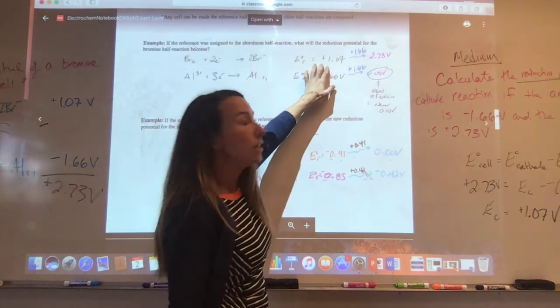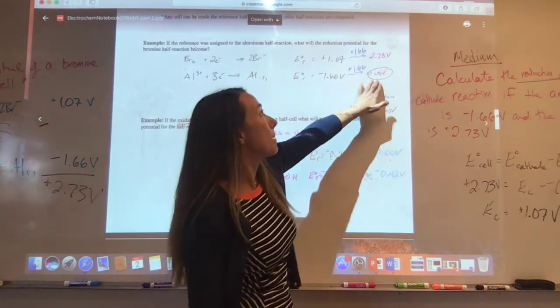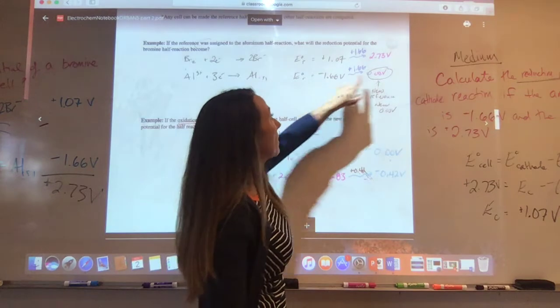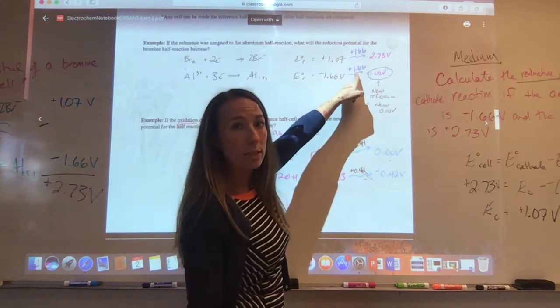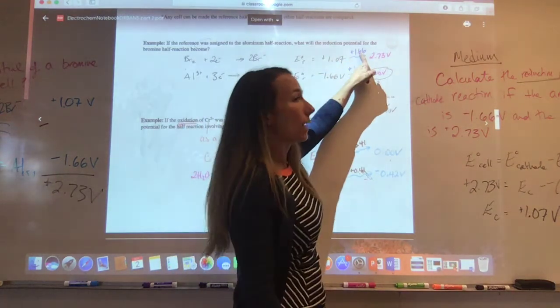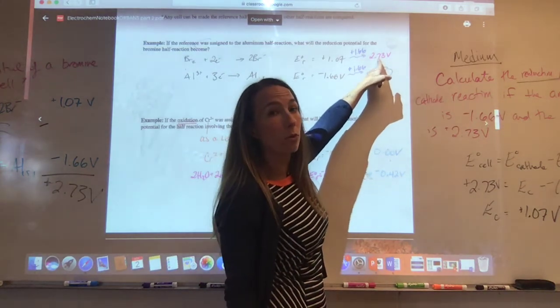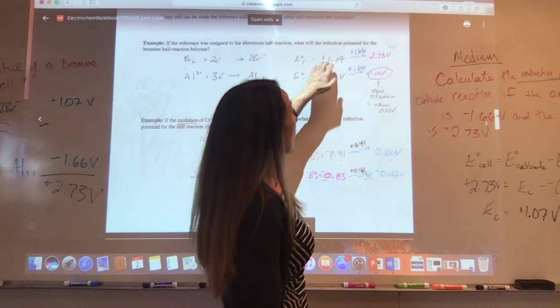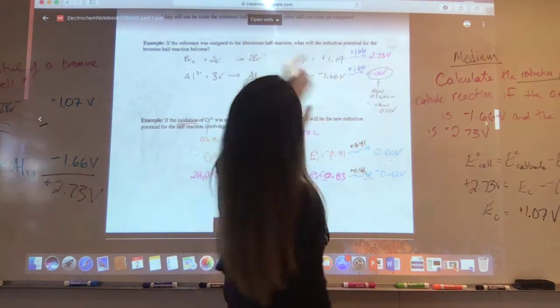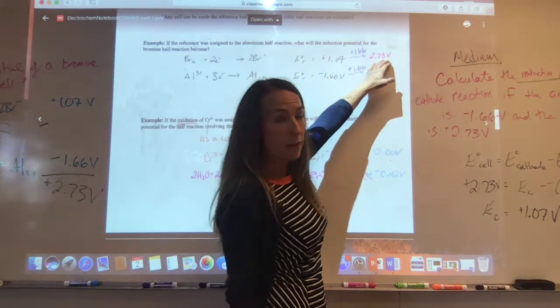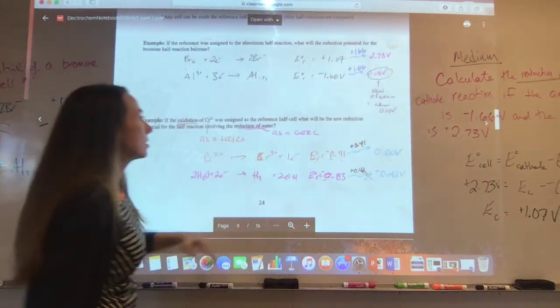That's the question. So if I take this and I make it become 0, how do I change the bromine reaction? Well, in order to make that 0, I had to add 1.66. So I'm going to add 1.66 to that, and my new number is going to be 2.73 volts. So my reduction potential for the bromine would have to change, and it would become 2.4373 volts.